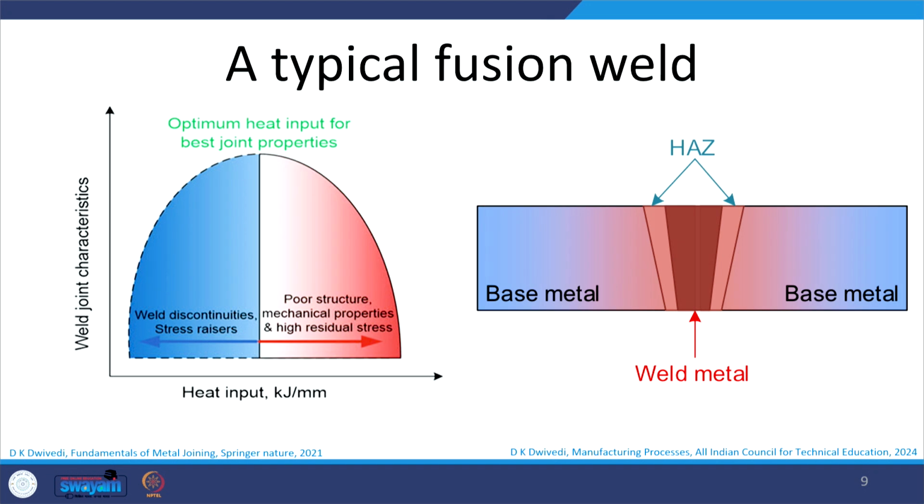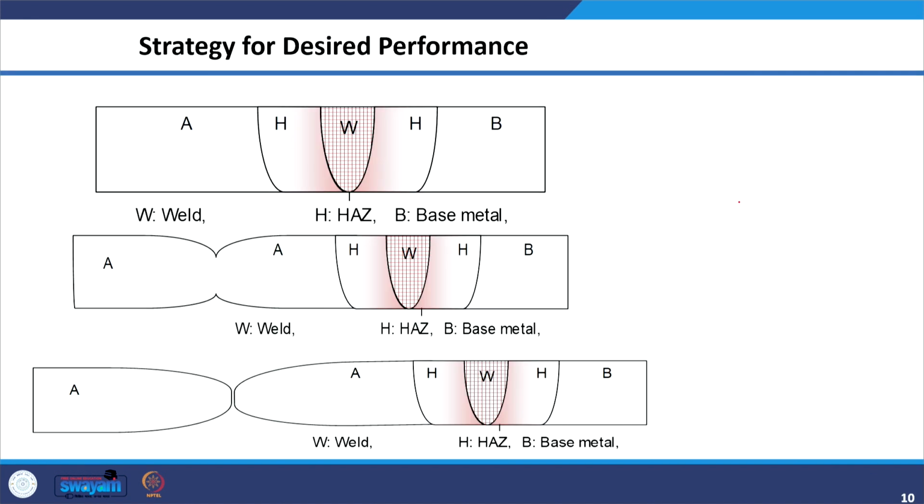Now, this is a typical schematic showing the joint with its different zones, the base metal, and when heat is supplied, maximum heat will be in the zone where melting takes place, followed by solidification, which produces the weld metal. The neighboring zone, which is affected by the application of heat and experiences a change in microstructure and mechanical properties, is termed the heat affected zone.